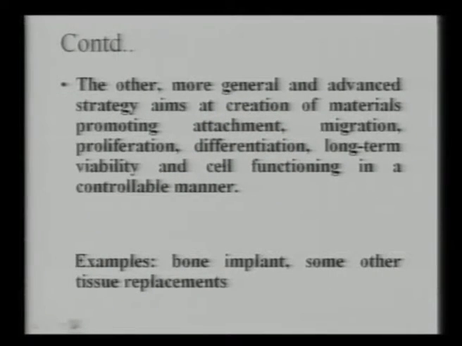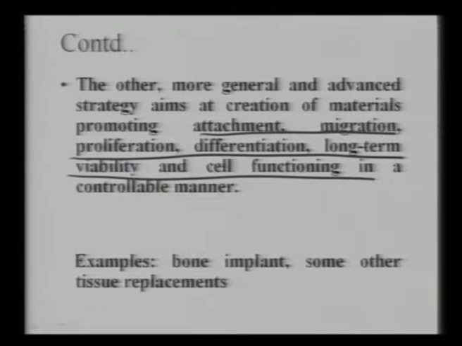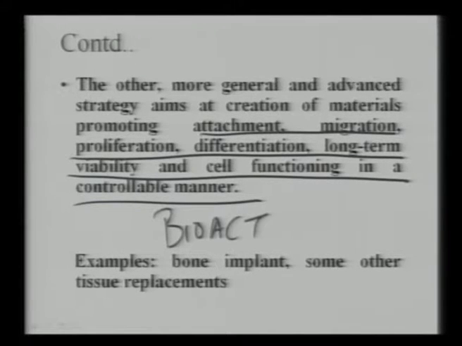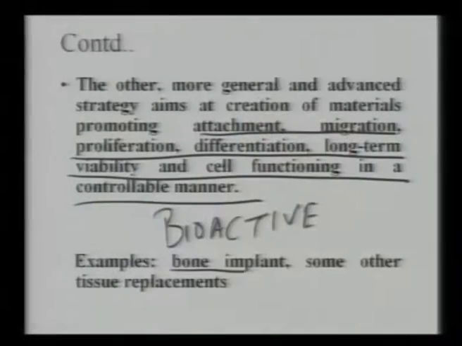Now this is the other, more general or advanced strategy, which aims at creation of materials promoting attachment, migration, proliferation, differentiation, long term viability, and cell functioning in a controllable manner. So that is the other class of biomaterials, called bioactive materials, and these bioactive materials are the materials which belong to the family of hydroxyapatite or calcium phosphate type of materials, and they are used as bone implants or some other tissue replacement applications.